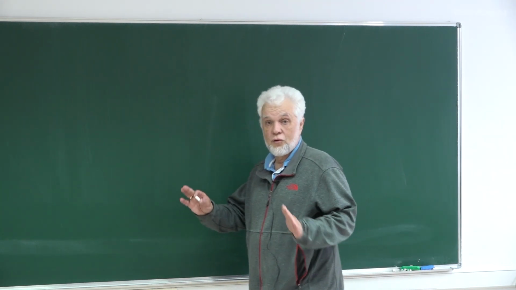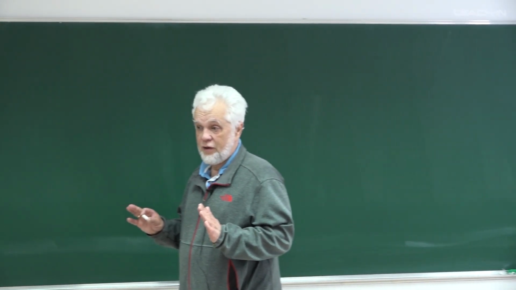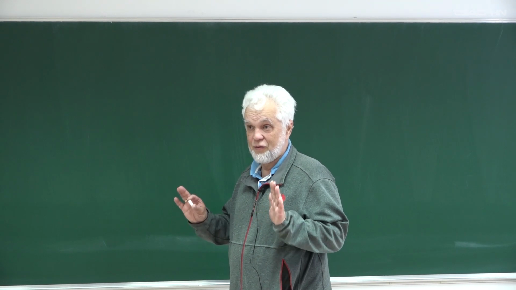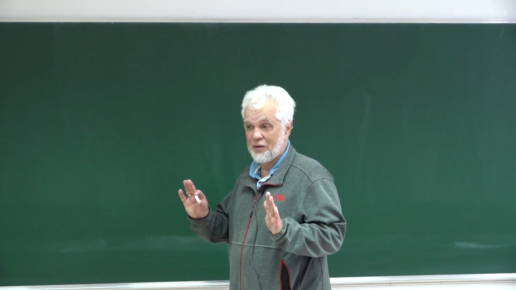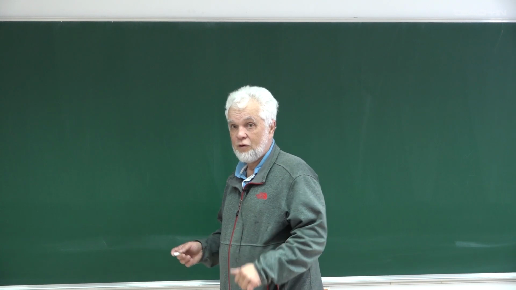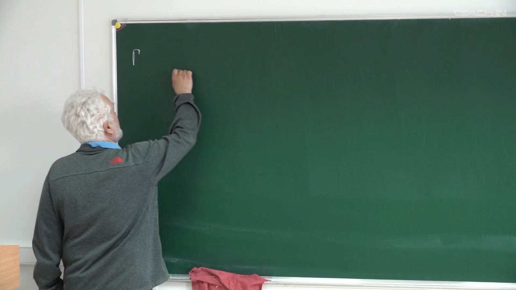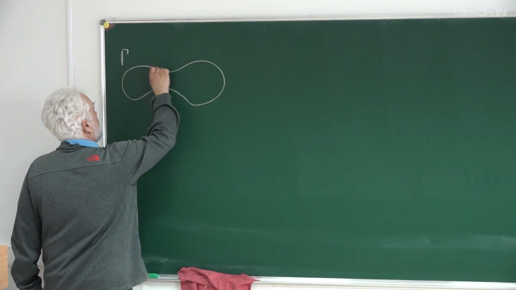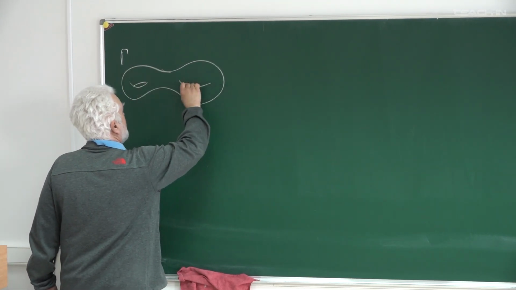Hello. So today's topic will be Riemann bilinear relations. I think it's necessary to explain it today. What does it mean? Assume we have a Riemann surface gamma of genus 2.